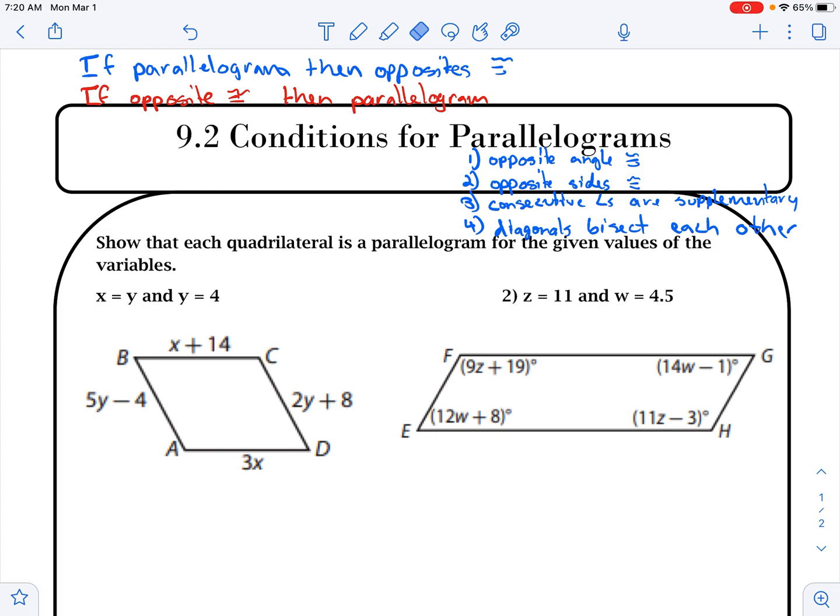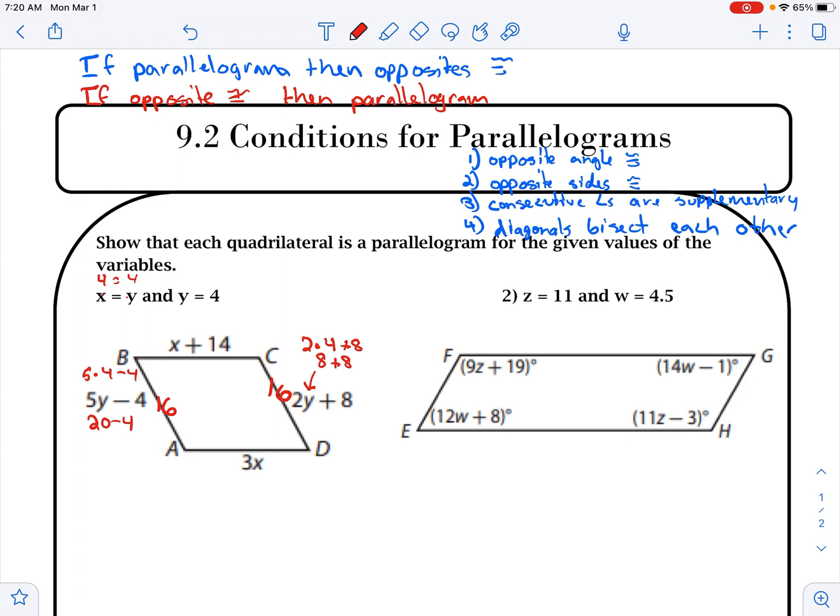So if this is the case, then when I plug in, x is equal to 4, and y equals 4. So we come in here and we plug in. So we go 5 times 4 minus 4. 5 times 4 is 20, minus 4, which is 16. So this side's 16. I want to check, will I get 16 when I plug in here? Again, y is 4, so 2 times 4 plus 8. That's 8 plus 8, which is 16. So that's good.